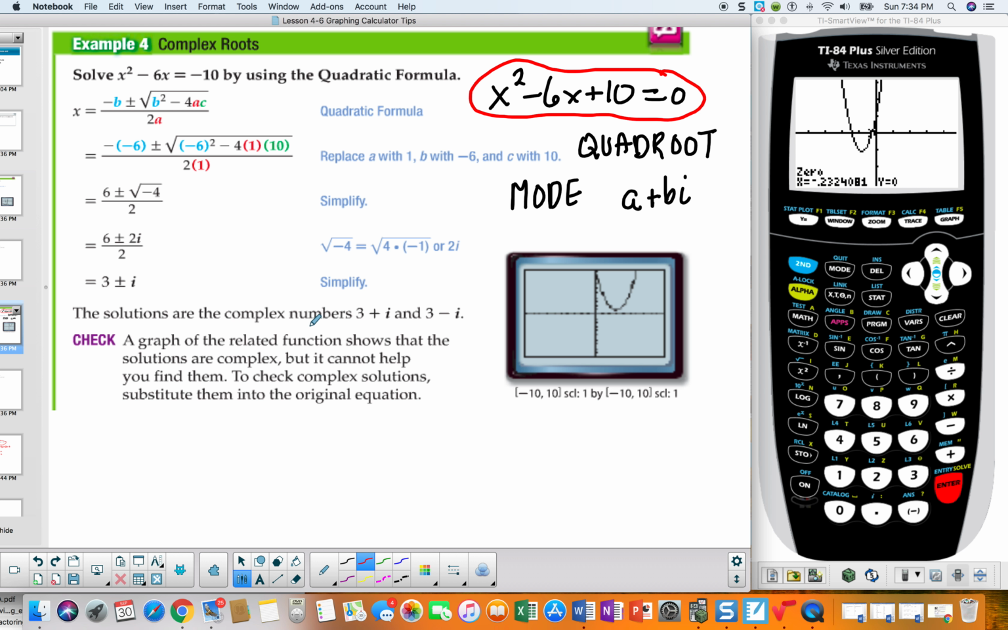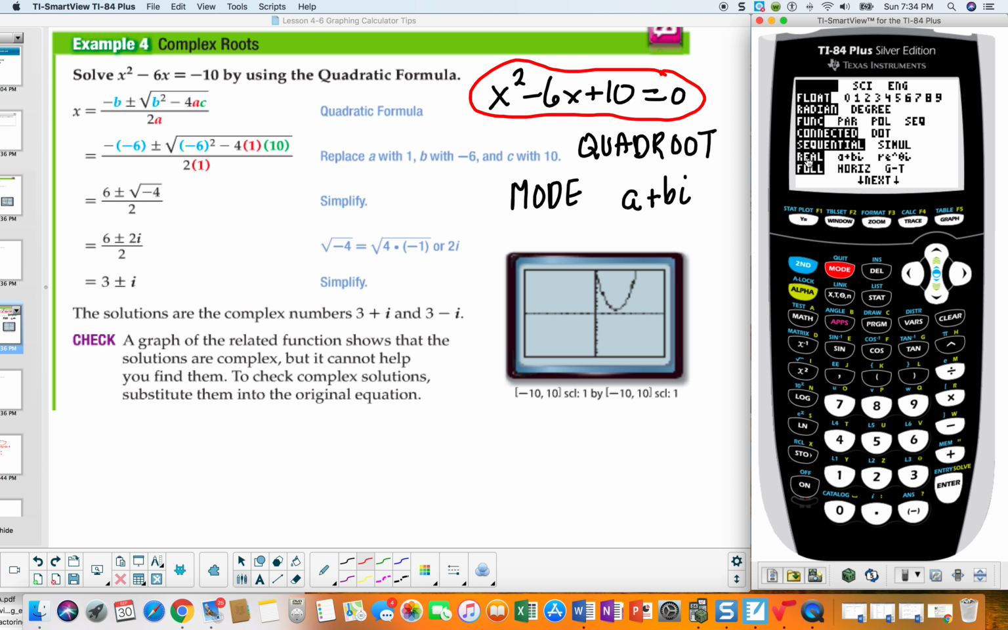Okay, let's go to a problem where graphing is not going to help us, because if we graph it, we're going to find that it doesn't intersect the x-axis. So how can we get our imaginary answers? Well, we can do that with a program, but before we go to the program, we're going to go to mode. Normally mode only gives you real answers, but I want answers that are also imaginary. So I'm going to enter that, and now it's going to show me answers that are not only real, but imaginary.